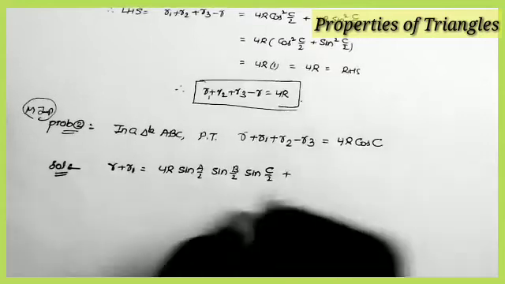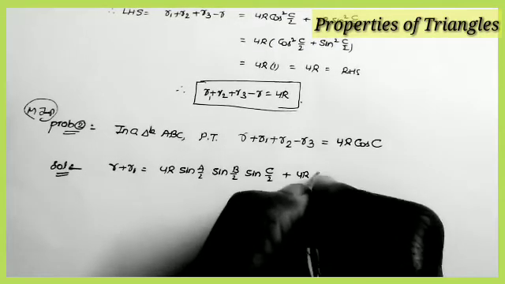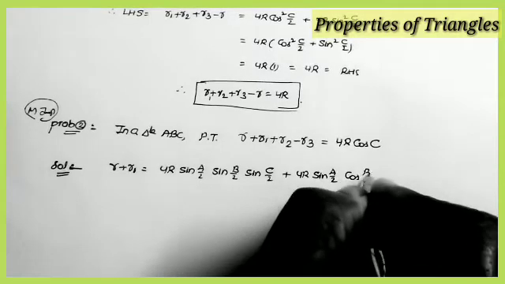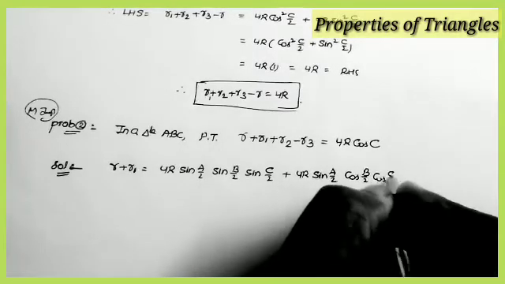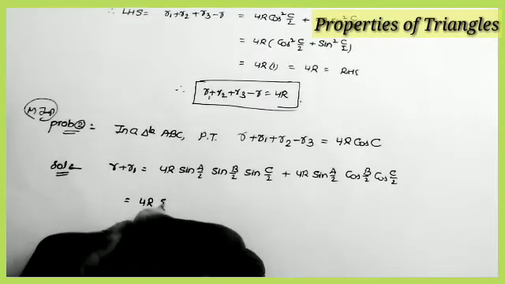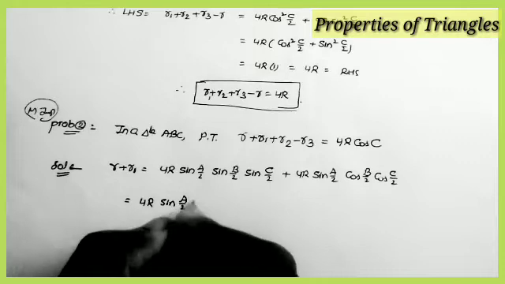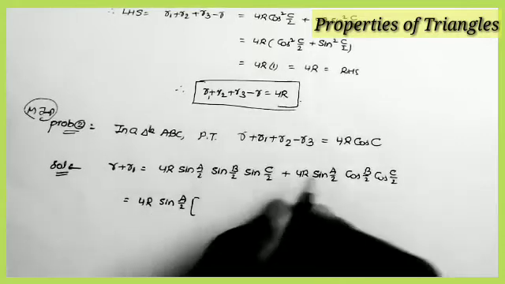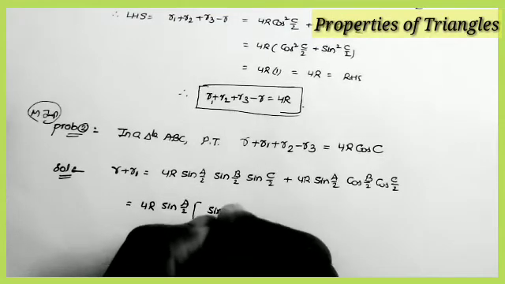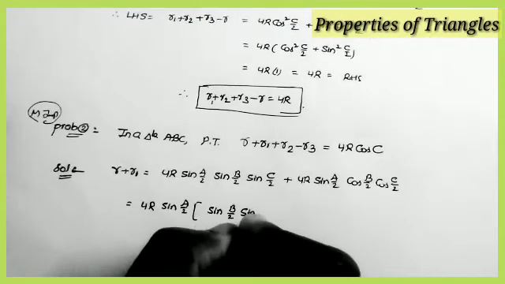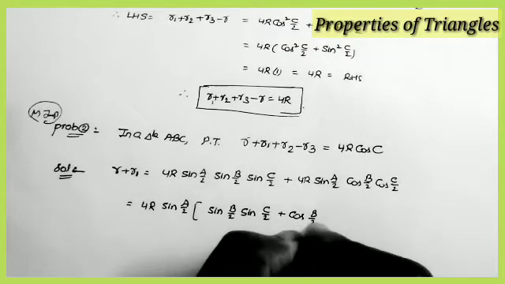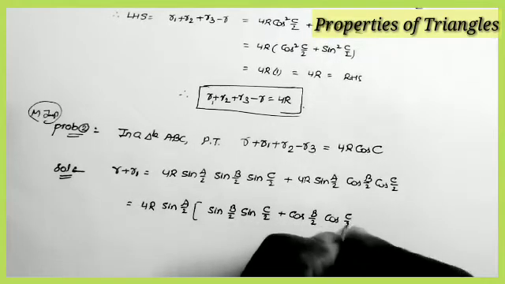What is the R formula? 4R sin A by 2 sin B by 2 sin C by 2. Okay, and what is the R1 formula? 4R sin A by 2 cos B by 2 cos C by 2. Now taking the common terms common from these two terms. What are common? Sin A by 2 and 4R. Now taking the common terms common, what are the remaining values? Sin B by 2 sin C by 2 plus cos B by 2 cos C by 2.